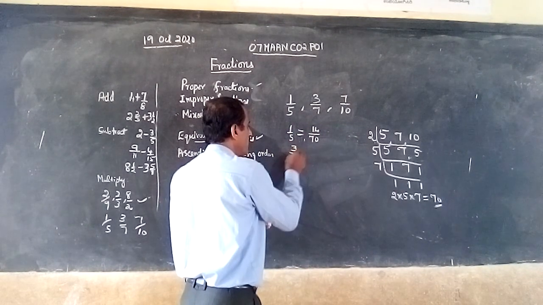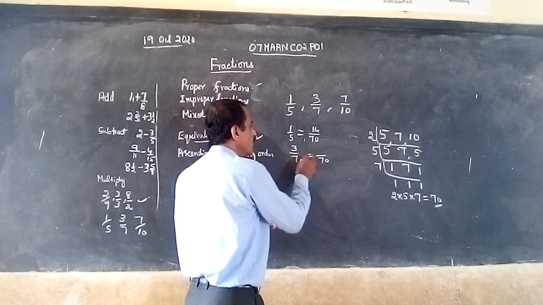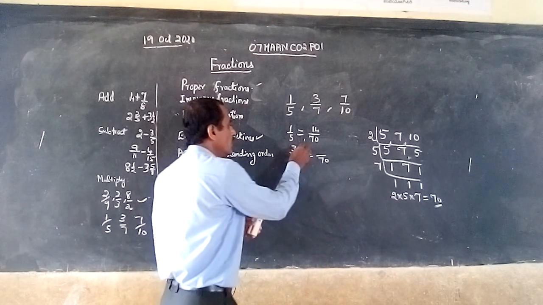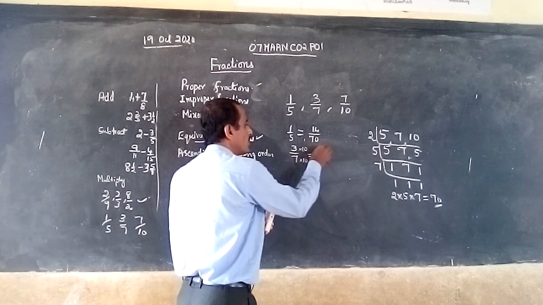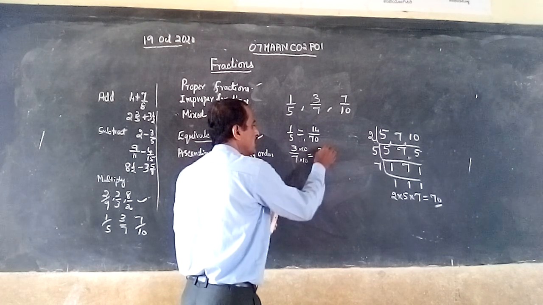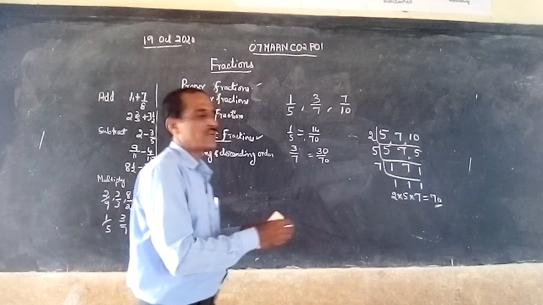Next, 3 by 7. How to get the denominator 70? What do you have to do? You have to multiply by 10 to this 7, so 7 into 10. So 3 into 10 also. 3 into 10 is 30. So 3 by 7 is equal to 30 by 70.